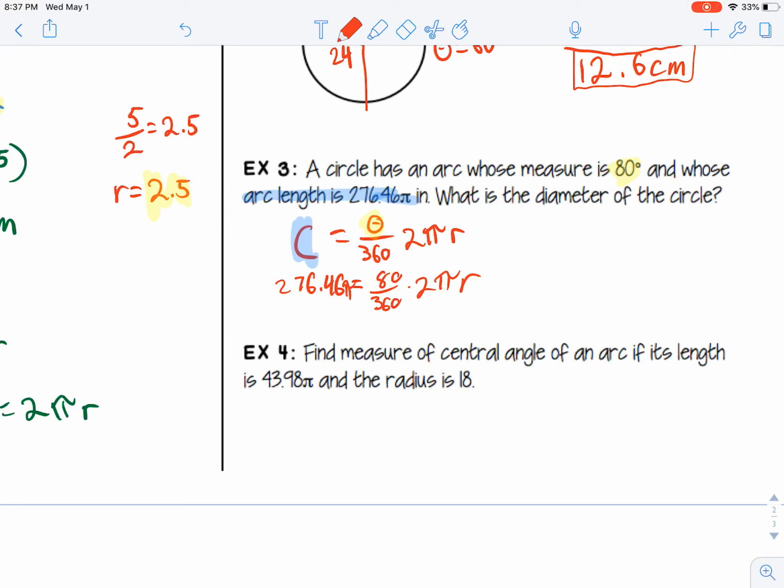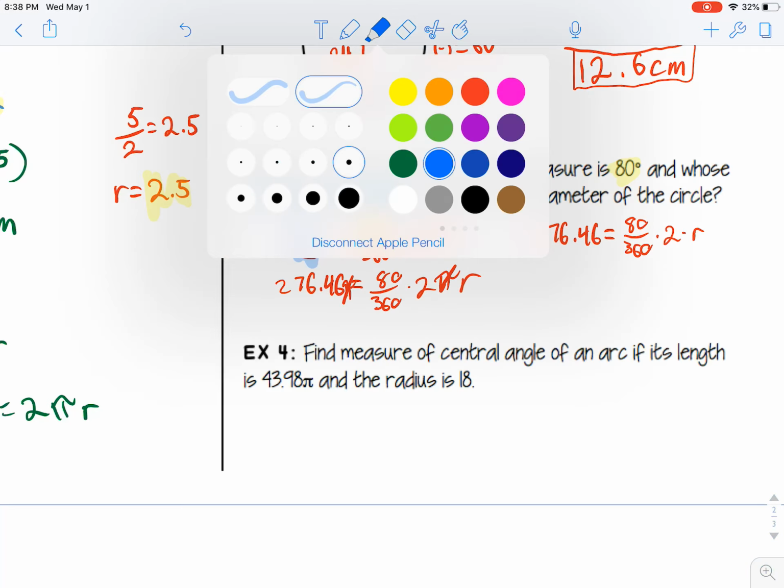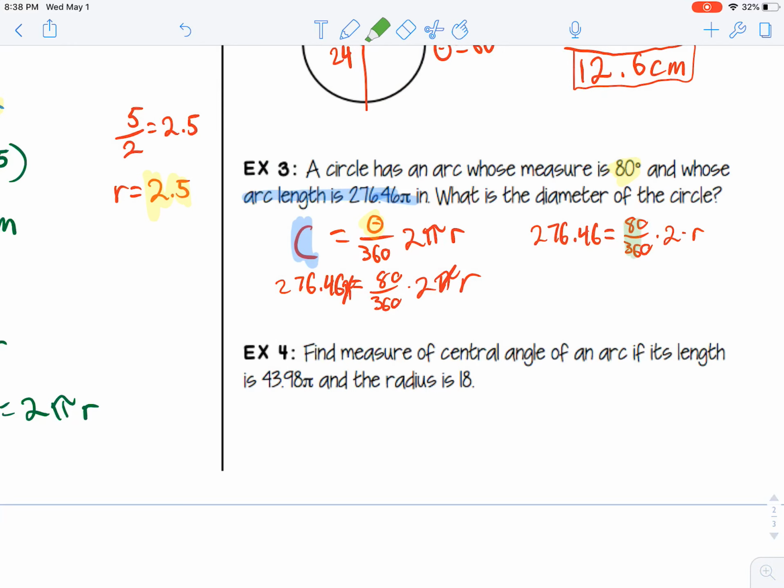Okay, since I have pi on both sides, if I divide both sides by pi, they're both going to cancel out. So I don't actually need them. So now I have 276.46 equals 80 over 360 times 2 times our radius. That's what's left over after we canceled out our pi's. Okay? So next, I can put some things together. I can put this 80 over 360 times 2.